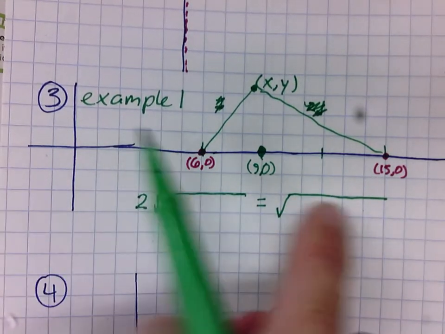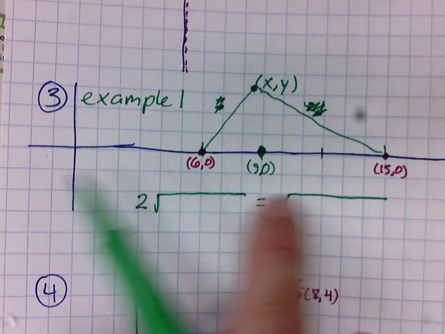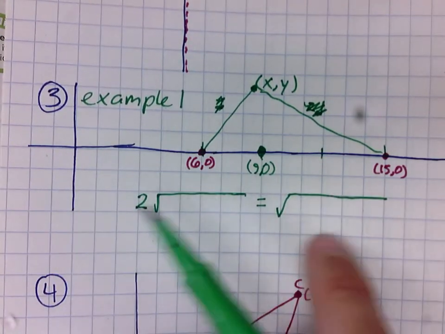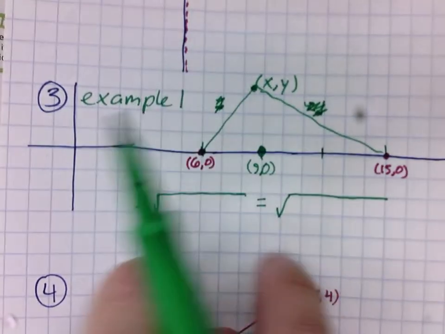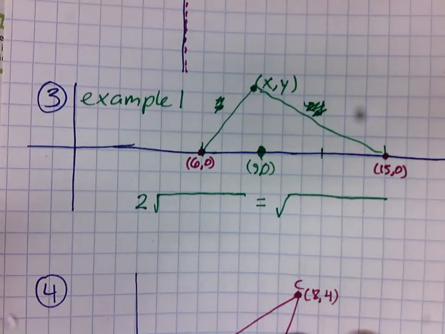So I'll let you fill that in, and also work out how to simplify this. We'd probably square both sides, then distribute things and just make it look a little bit prettier and nicer.